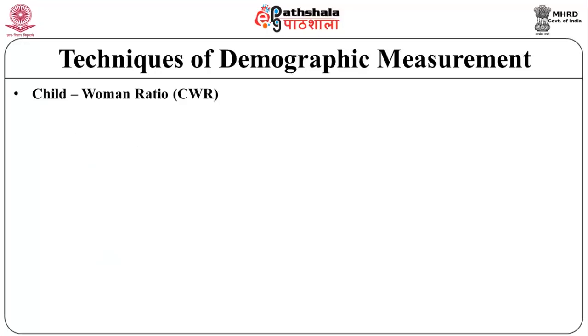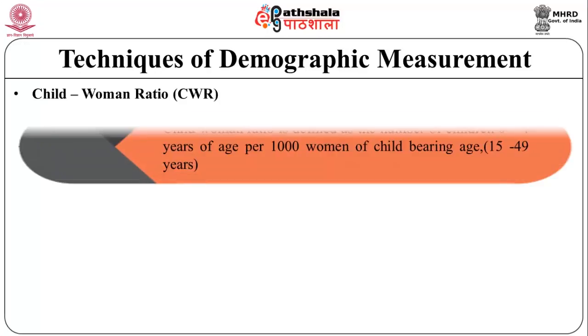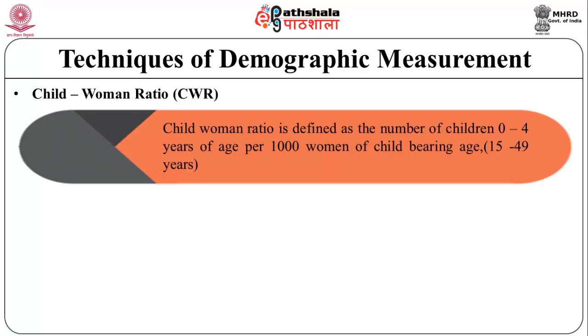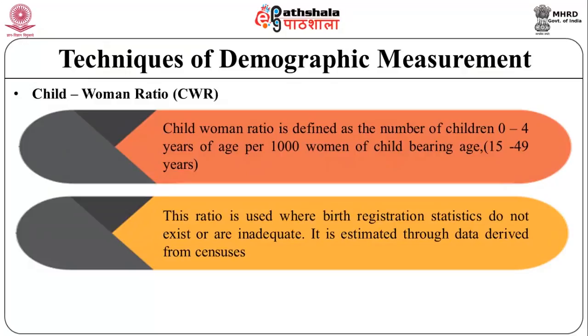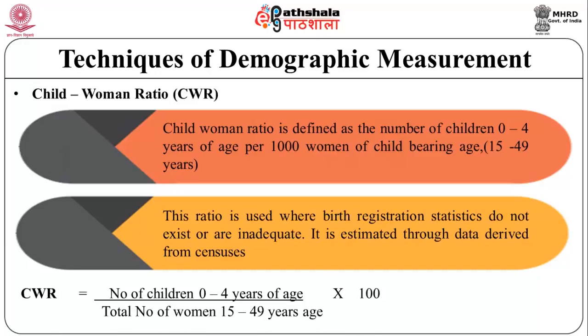Next is child-woman ratio, CWR. Now child-woman ratio is defined as the number of children 0 to 4 years of age per 1,000 women of childbearing age, which is 15 to 49 years. This ratio is used where birth registration statistics do not exist or are inadequate. It is estimated through data derived from censuses, like secondary sources. You don't go and count the numbers actually, you just take them from the registers.